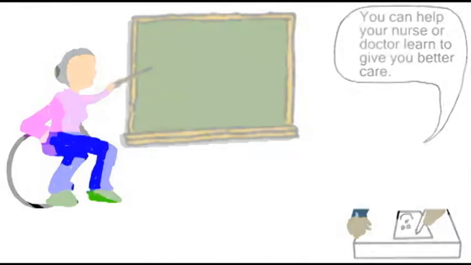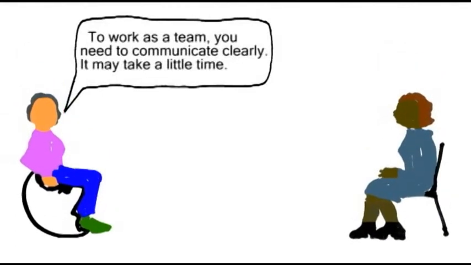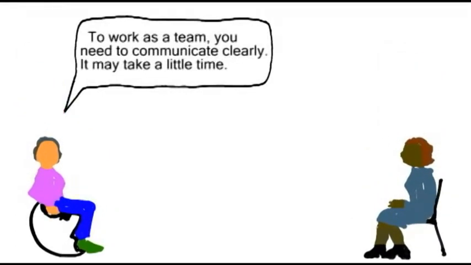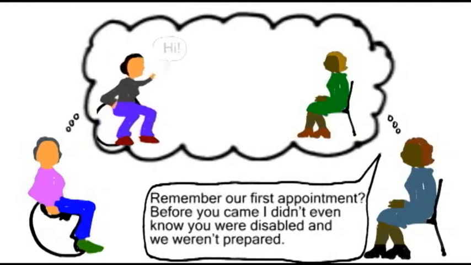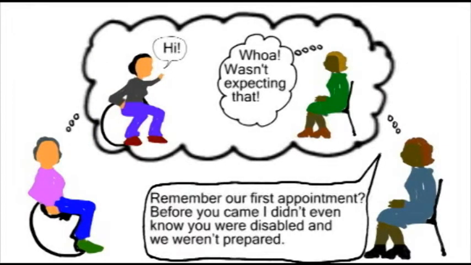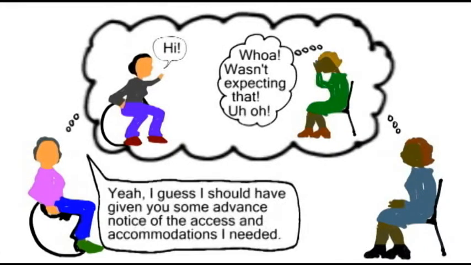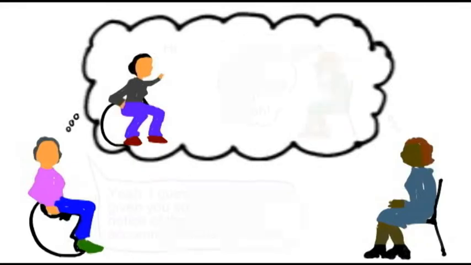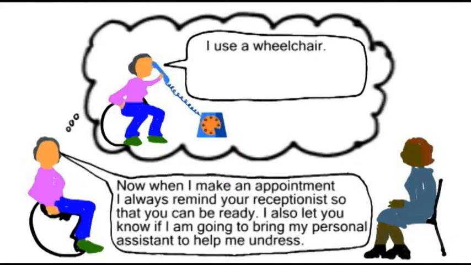To work as a team, you need to communicate clearly. It may take a little time. Remember our first appointment? Before you came, I didn't even know you were disabled, and we weren't prepared. An image of Anna's first visit shows Dr. Lee looking worried. Yeah, I guess I should have given you some advance notice of the access and accommodations I needed. Now when I make an appointment, I always remind your receptionist so that you can be ready.